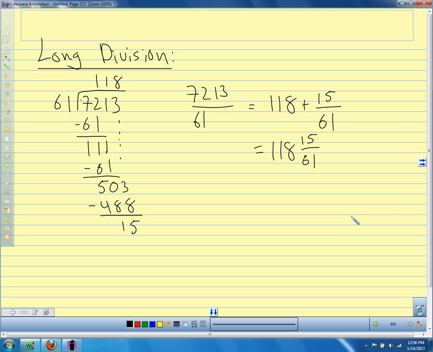We're going to do the same thing with polynomials. We're going to apply the same exact rules with polynomials. So we're going to go through the same process. So let's look at an example of doing long division with polynomials.